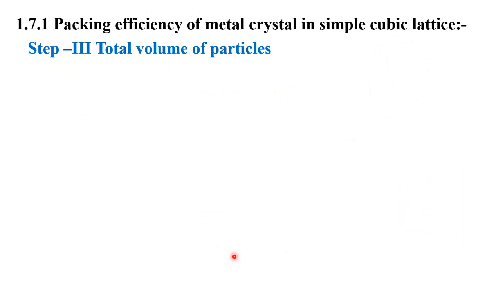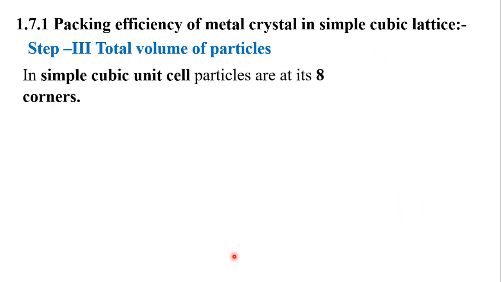Now the total volume of particles. To calculate the total volume of particles, you must know how many particles are there in the unit cell. Now we are considering here a simple cubic lattice, therefore the primitive unit cell or simple cubic unit cell is what we are considering. So we have to calculate the total volume of the particles. For that you must know how many particles are there in a simple cubic unit cell.